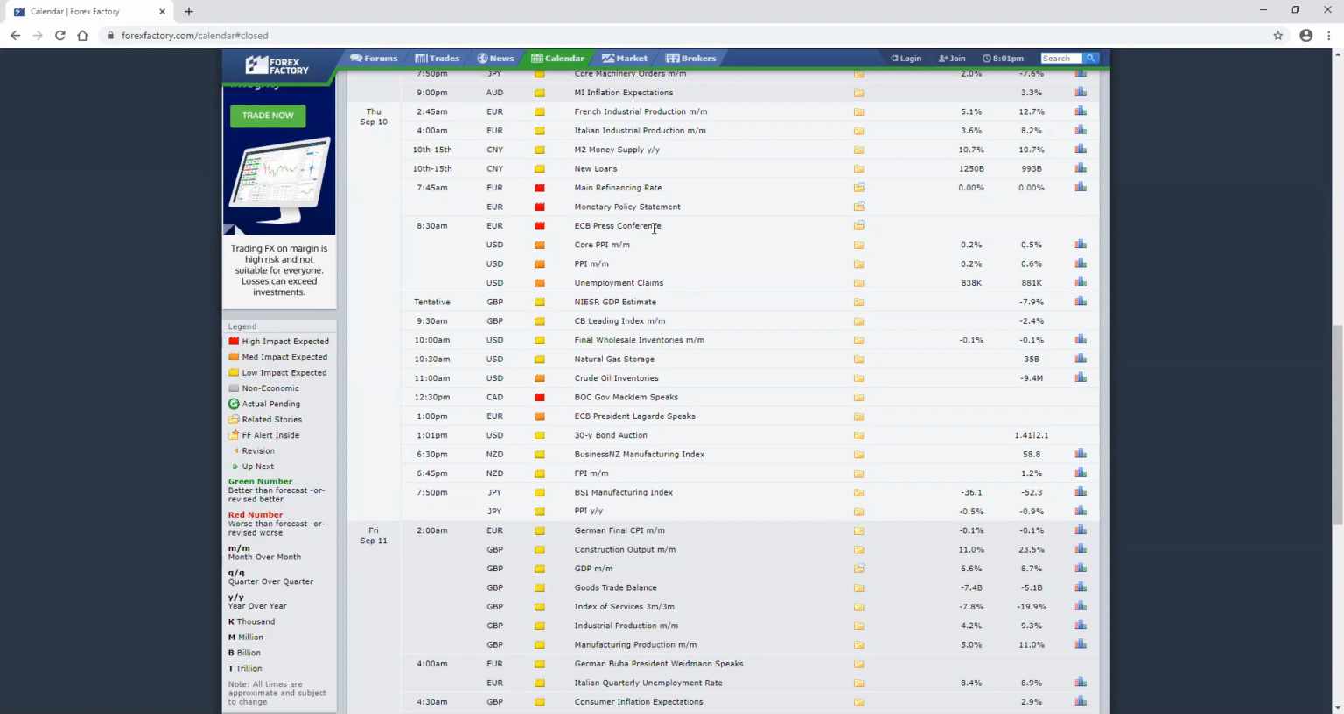In addition to that press conference starting at 8:30 on Thursday morning, we get producer price index and unemployment claims coming out at 8:30. So EU is not going to be just volatile at 7:45. It's going to be volatile at 8:30, super volatile at 8:30, because the press conference is going on and you have unemployment claims and producer price index news coming out.